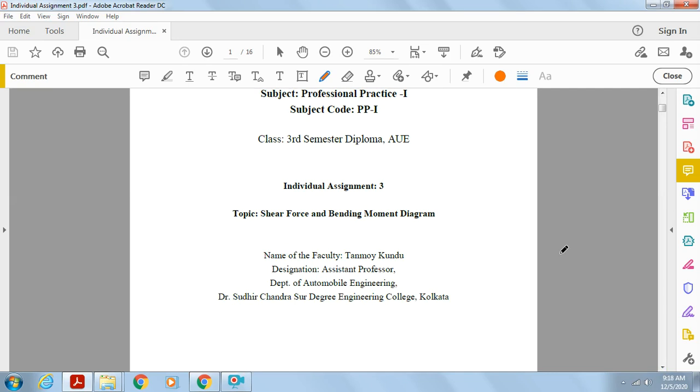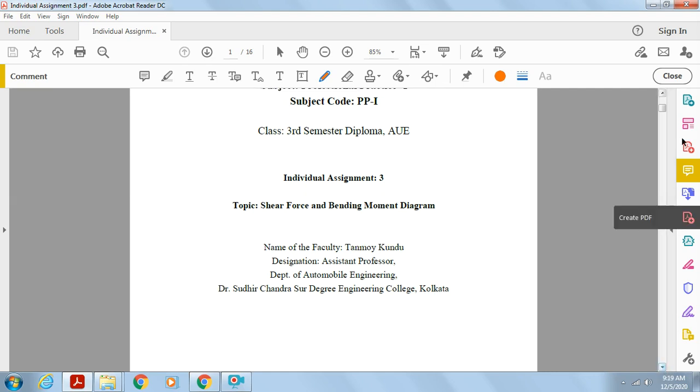Today we will discuss part 2 of the shear force and bending moment diagram. In the previous class I discussed the definitions of shear force, bending moment diagram, different types of beam, different types of loadings, sagging effect, hogging effect, and sign convention of the shear force and bending moment. Today we will discuss some solved numericals on how to plot the shear force and bending moment diagram for point load on a cantilever beam and a simply supported beam.